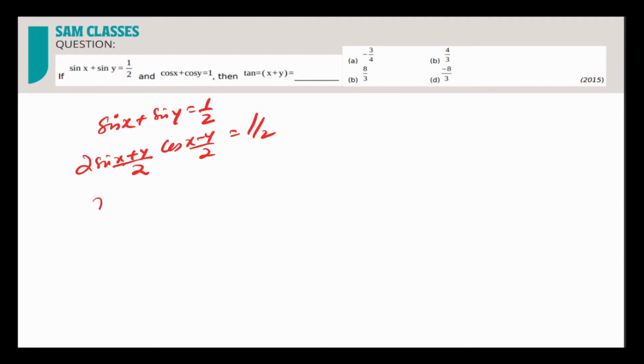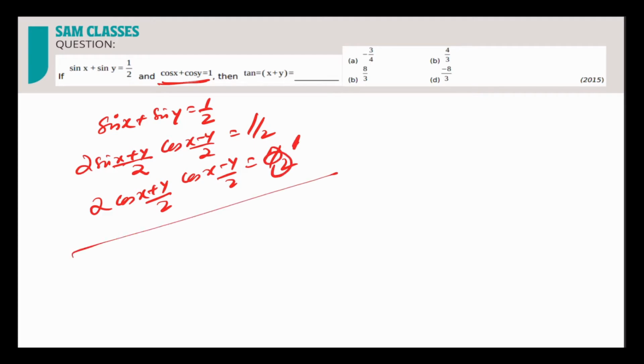Now what about this one? Cos X plus cos Y is equal to 1. So what can you write? 2 cos of X plus Y by 2 cos of X minus Y by 2 is equal to what? Again half. Correct. Clear. So what do you get? The 2 cancels, and then what else can we cancel? So what do you get? Tan of X plus Y by 2 is equal to what? Half. Correct.